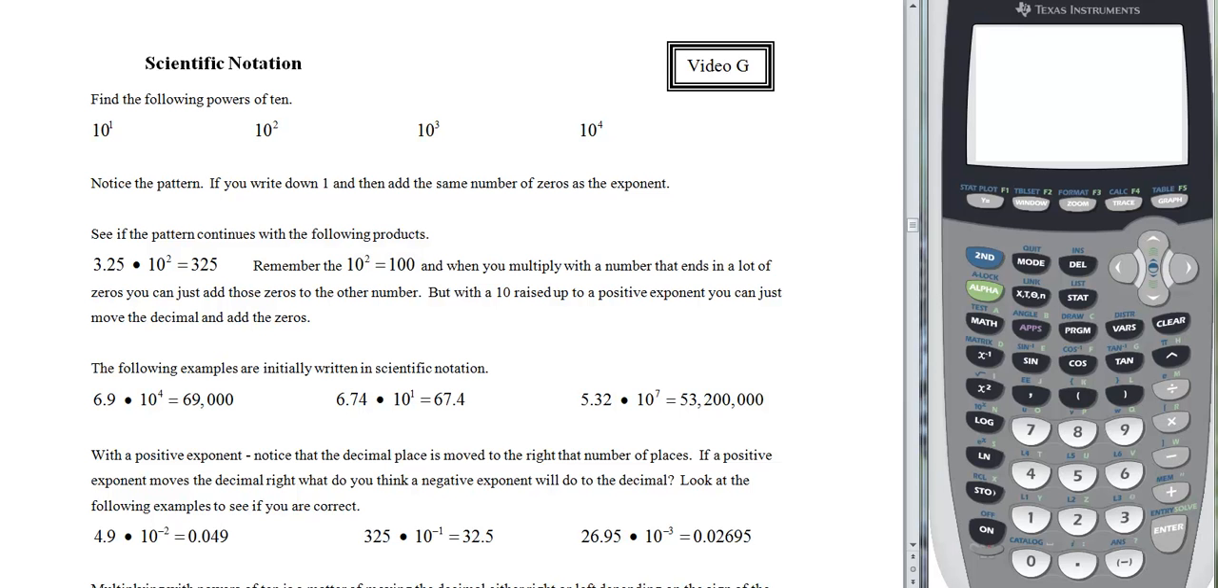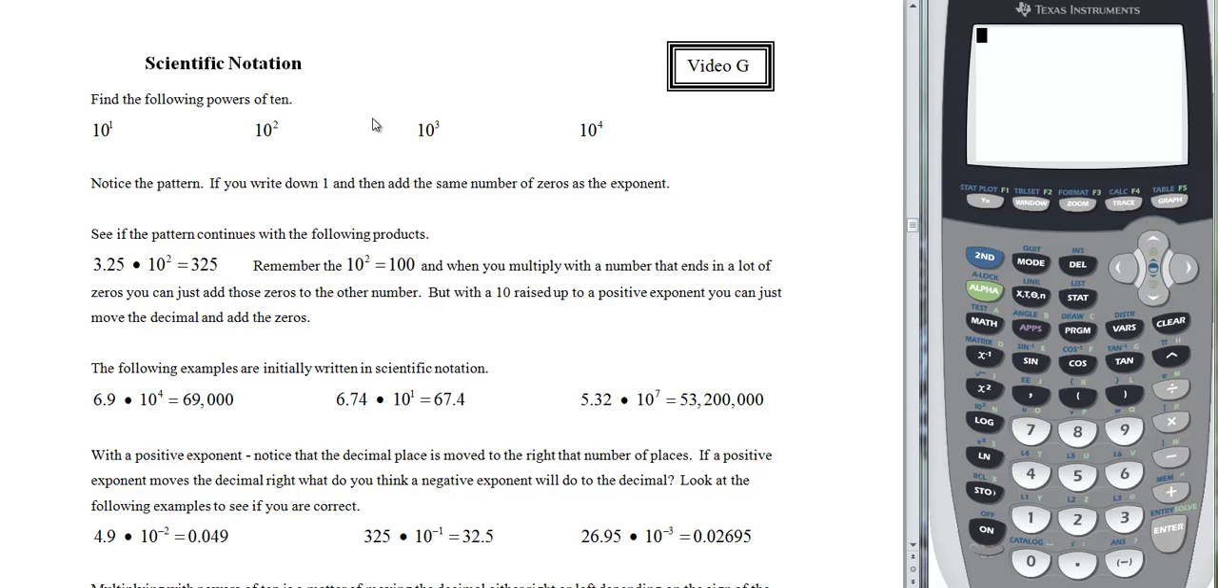Now we're going to look at scientific notation. I kept referring to negative exponents, that we always have to make everything positive exponents. Well, this is the exception that I referred to at least twice before. So, finding powers of 10.